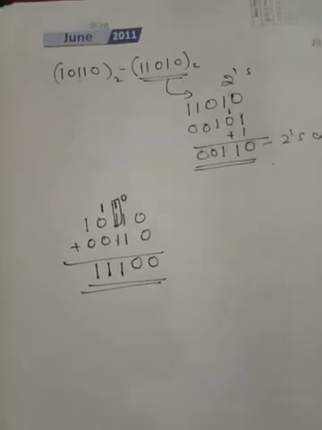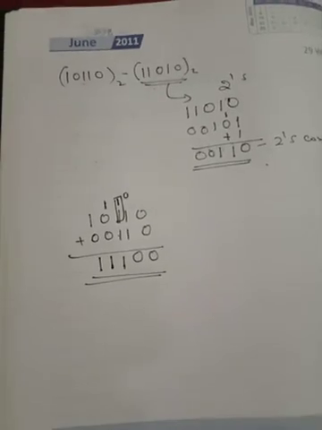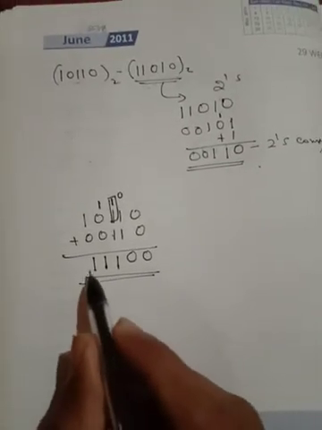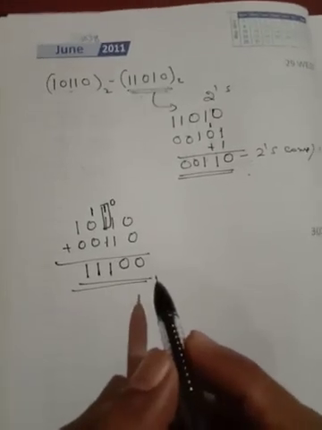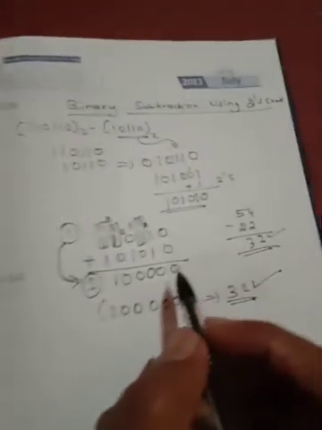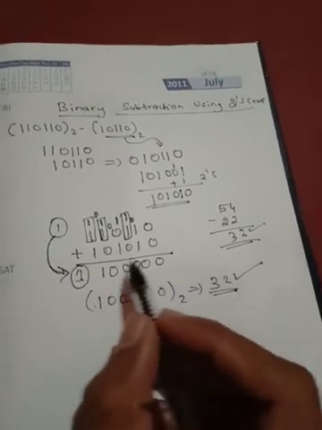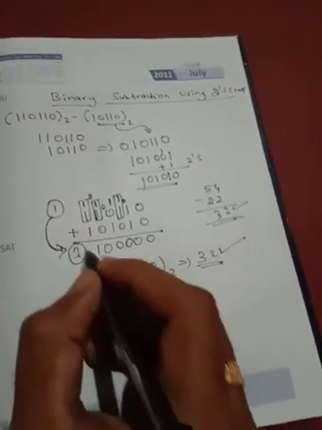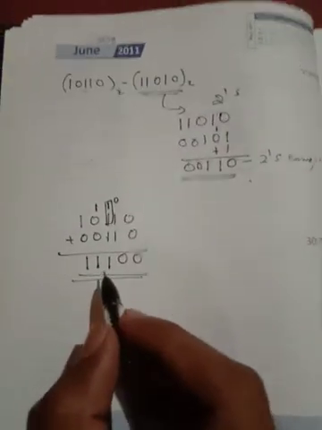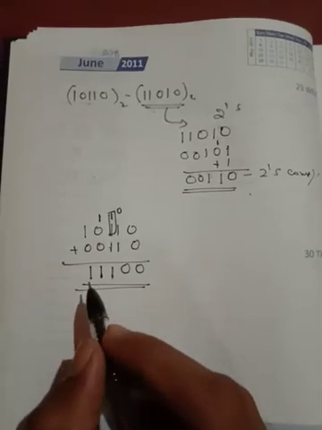If you don't have the carry over here, what you have to do? Ultimately you have to convert whatever answer you received to the 2's complement. Remember, if you have the carry, you don't have the concept of converting the result to the 2's complement. You have to neglect the carry, but if you don't have the carry, you have to convert whatever answer you receive to the 2's complement.